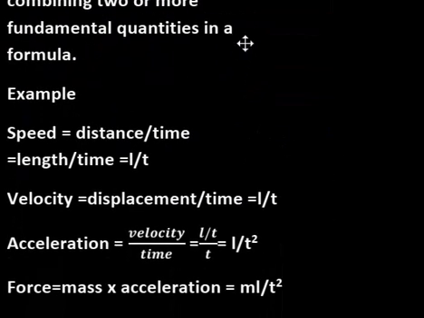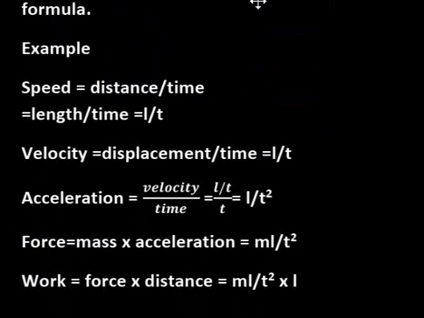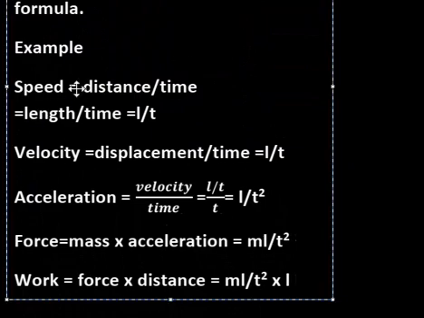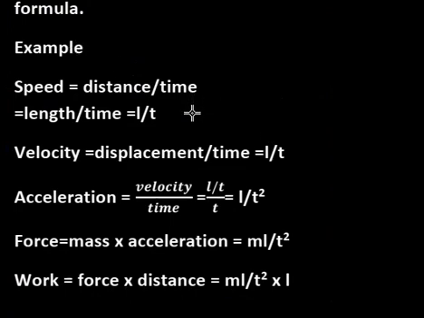For example, speed is a derived quantity that is derived from distance over time. Distance divided by time is speed. And of course, distance can also be measured by the length between two points.